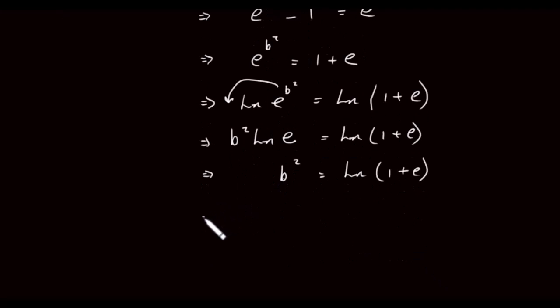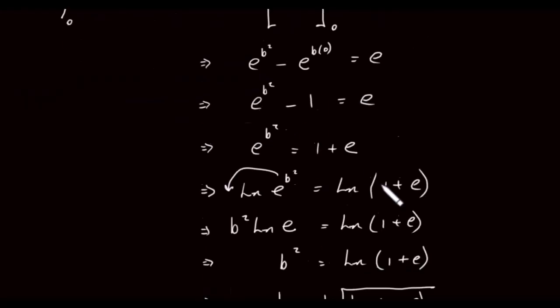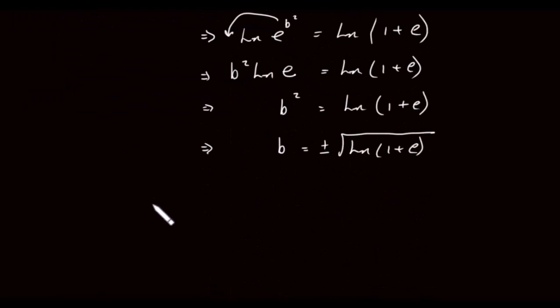Now we have b squared there, so we want b, so b is going to be equal to plus or minus the square root of log 1 plus e, and that's our answer. However, if you come back up here, it says b is a positive constant, so our actual answer is b is equal to the square root of log of 1 plus e. And that's it. That's actually it for this question.